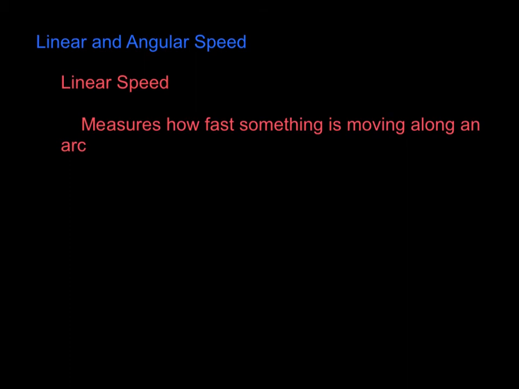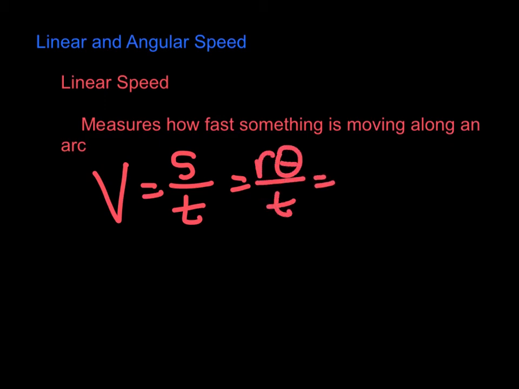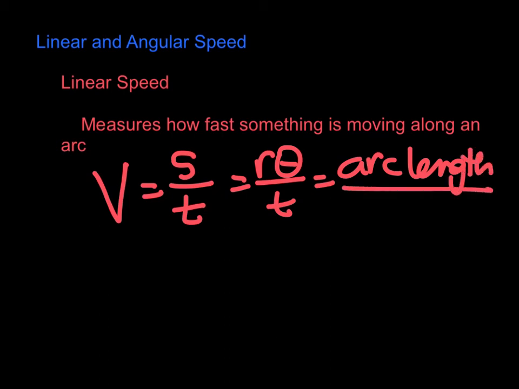Next, we're going to look at linear and angular speed. Linear speed measures how fast something is moving along an arc. So my formula for linear speed is V equals, officially, S over T. And your S is your arc length, so it's kind of like your distance over your time. And so that is r theta over t, which is your arc length over time. Think of it like you're working backwards from distance equals rate times time. So your V is your speed.